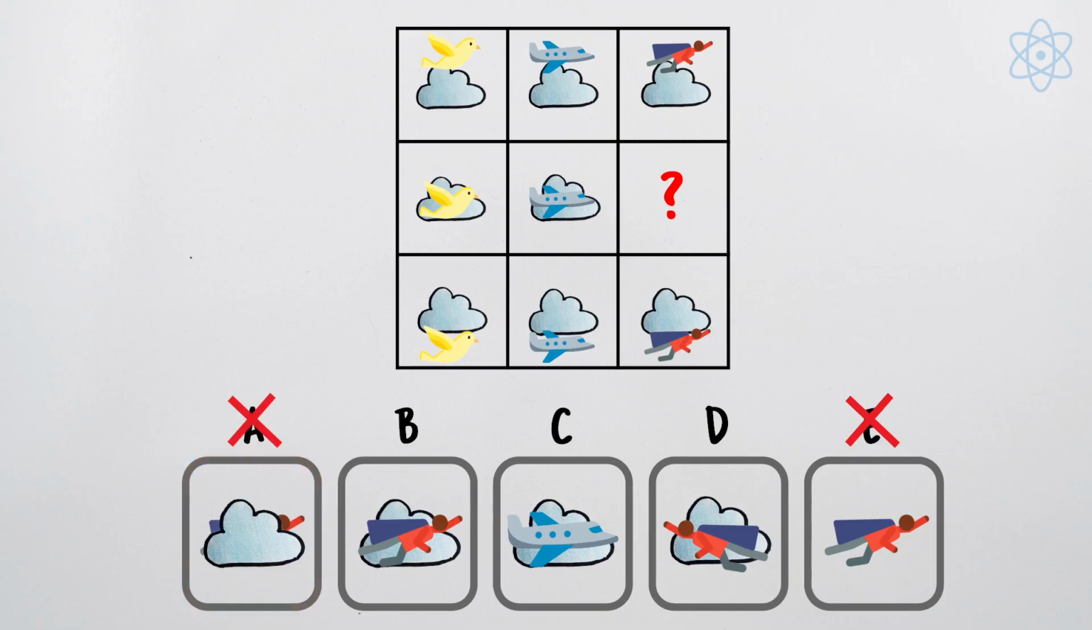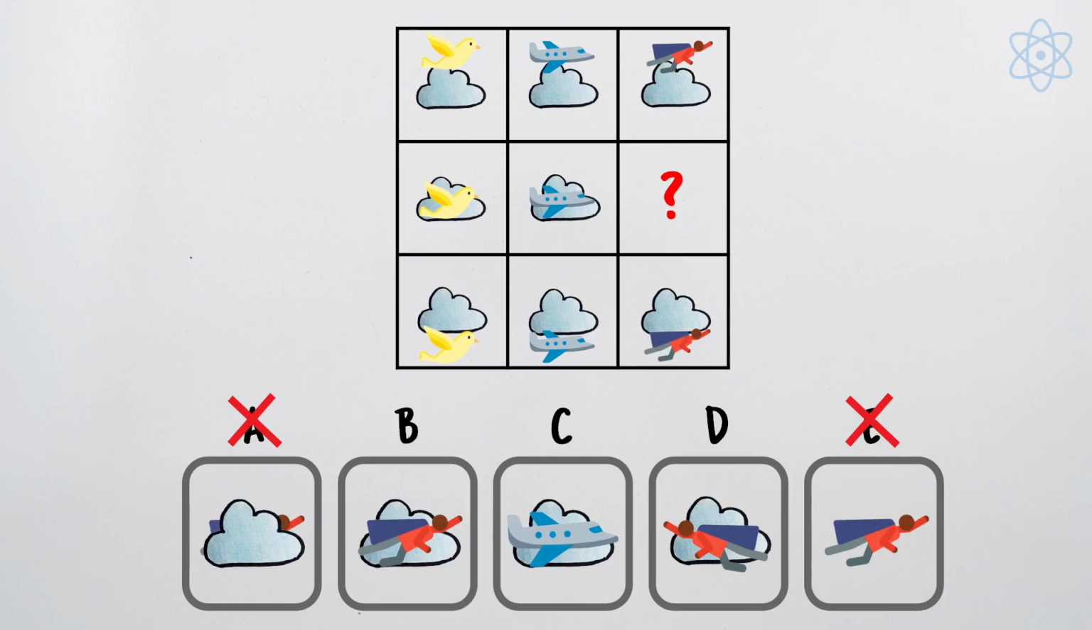There's something else that we can notice about the positions of the flying objects and the clouds. We can see that the flying objects in each row are positioned in the same way. In the top row they are above the clouds, and in the bottom row they are below the clouds. In the middle row, where the gap is, the flying objects are in line with the clouds. This doesn't help us to rule out any of the answers, but we have found another pattern.